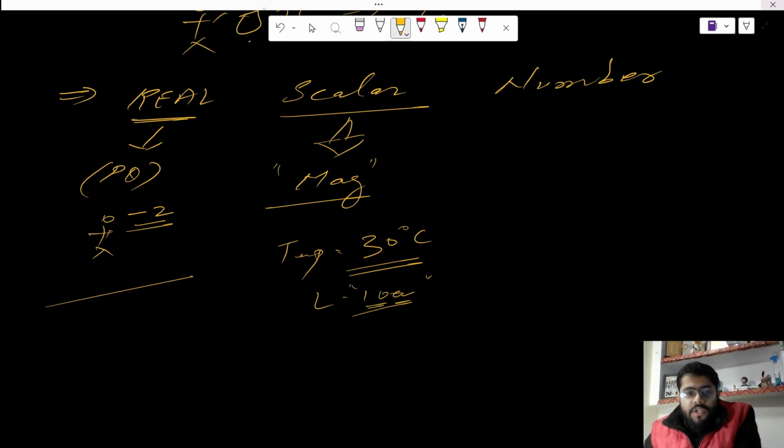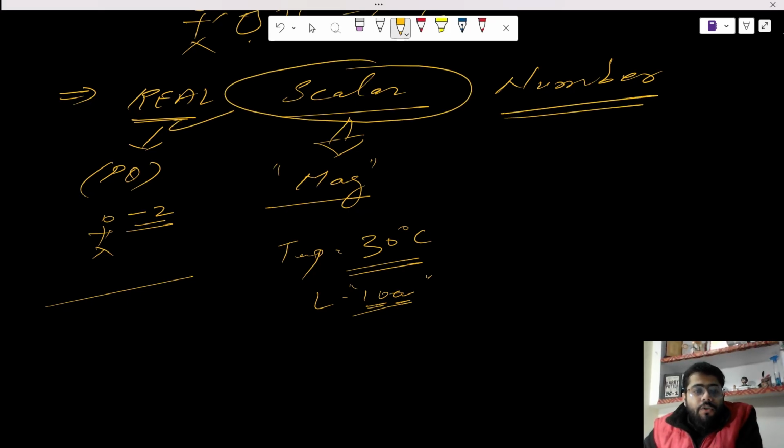It doesn't give you the directions, like 10 centimeter towards north, or 30 degrees centigrade towards north, south, east, west, up, down. You do not have any direction. So if you're having only magnitude and no direction, these are scalar. So the numbers representing the scalar values are real scalar numbers.